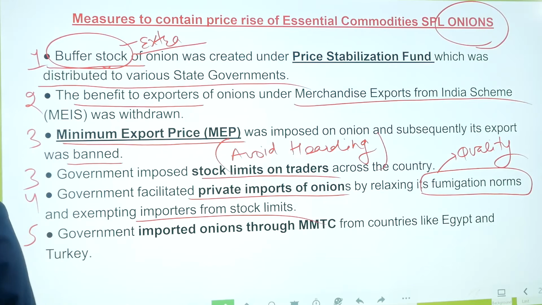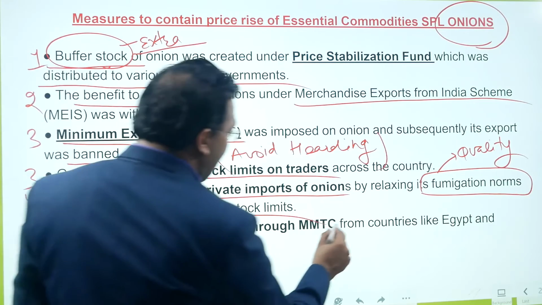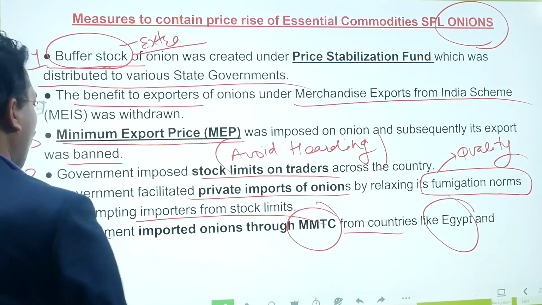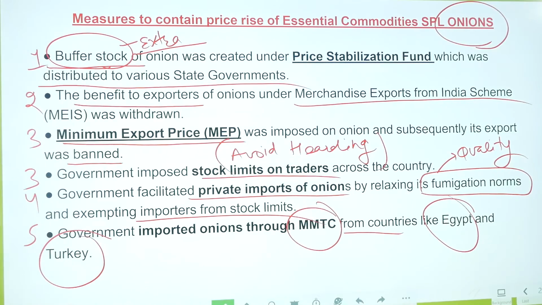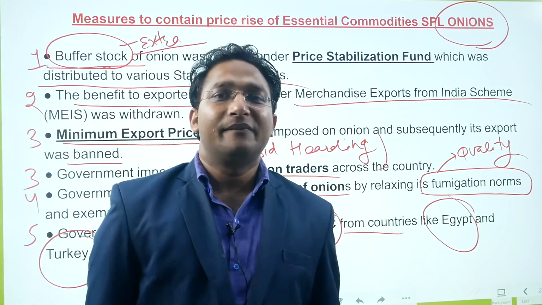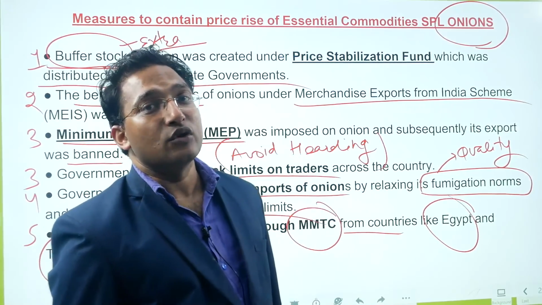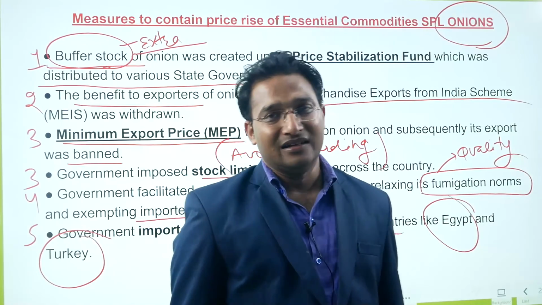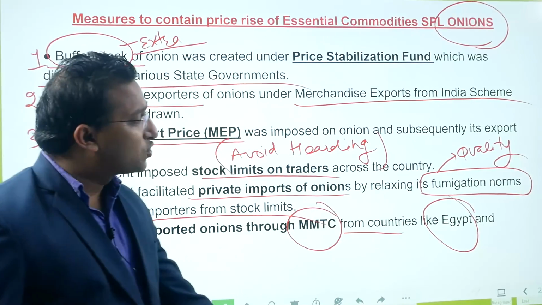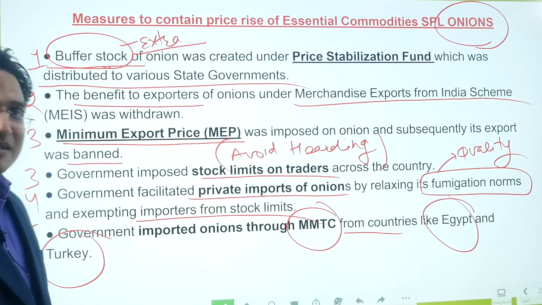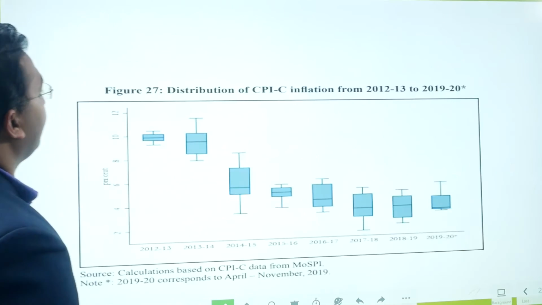Number 5, the government imported onions through MMTC from countries like Egypt and Turkey. Normally such kind of import is not done, but this time Egypt and Turkey, these two countries have been there. So in the prelims examination they can ask a question that from which country India is importing the onions. If they give the option of Egypt and Turkey, then this is right. So please be aware, in the prelims examination they can ask this type of question.